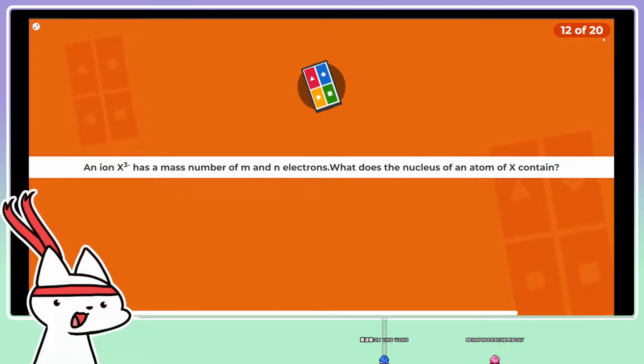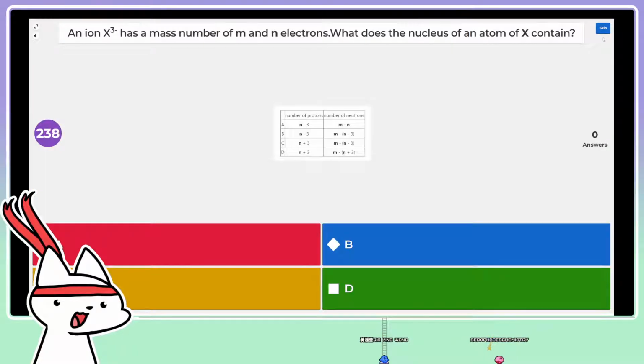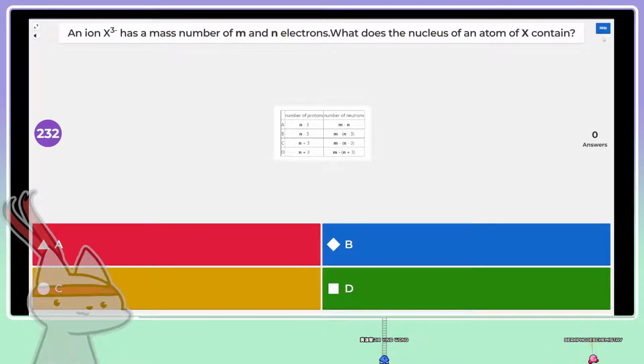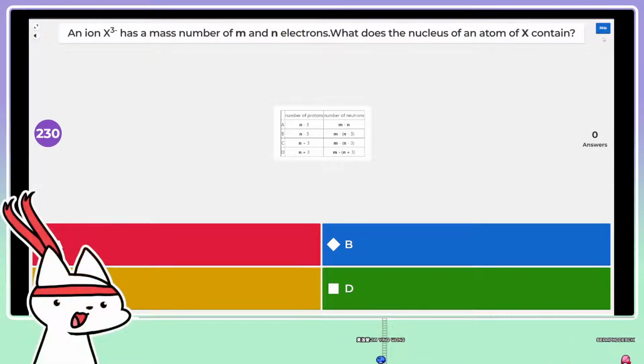An ion of X3 minus has a mass number of M and N electrons. What is the number of neutrons in the nucleus?